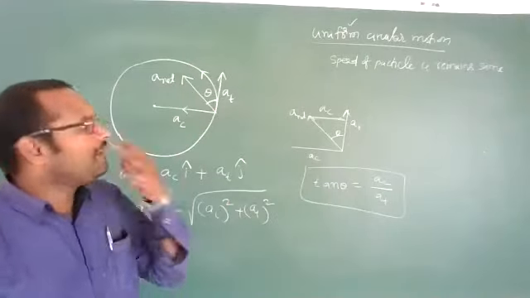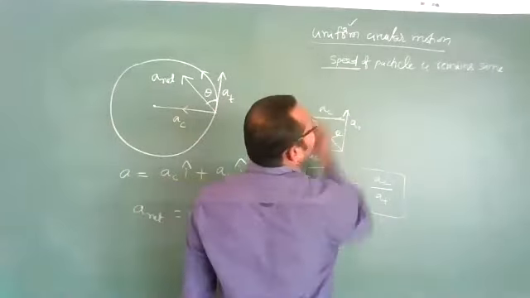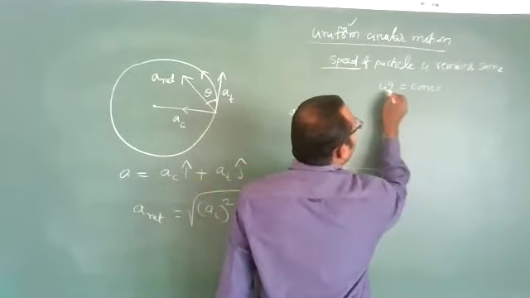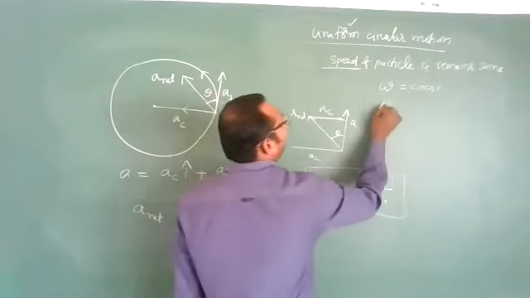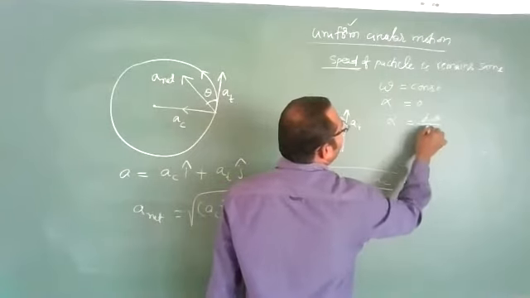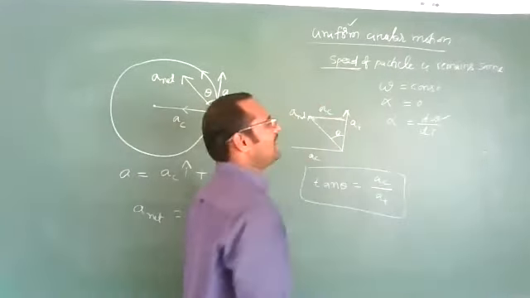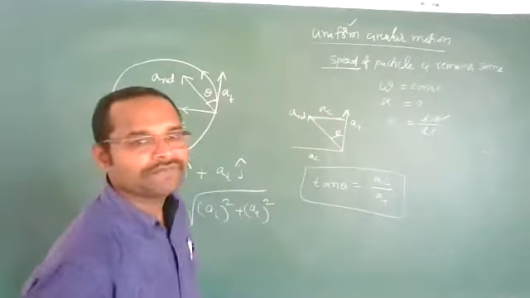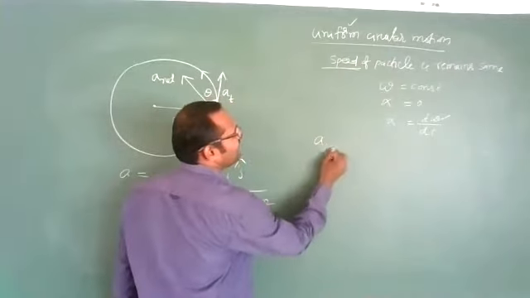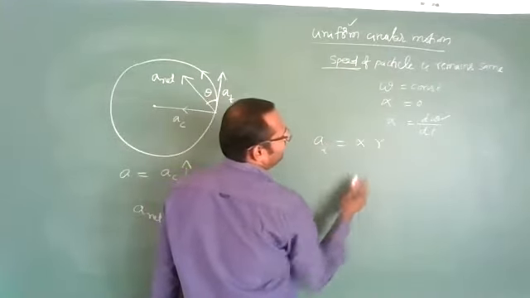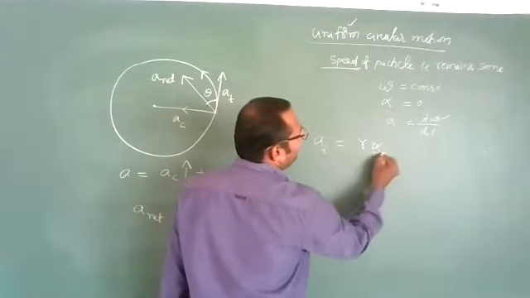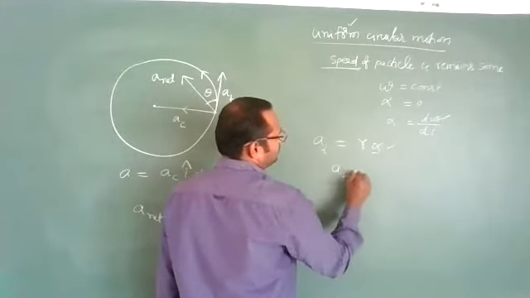Clear? So, if speed remains the same, then angular velocity will be constant. If angular velocity is constant, then angular acceleration will be zero, because angular acceleration is d omega by dt. If omega is constant, alpha will be zero. Then what will happen to tangential acceleration? You know tangential acceleration is r alpha. If alpha is zero, then AT is also zero.